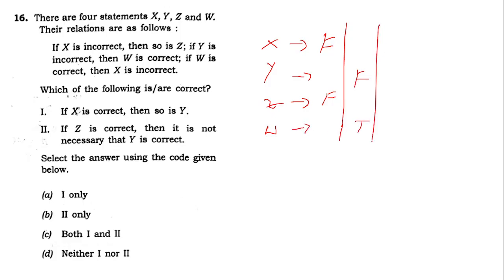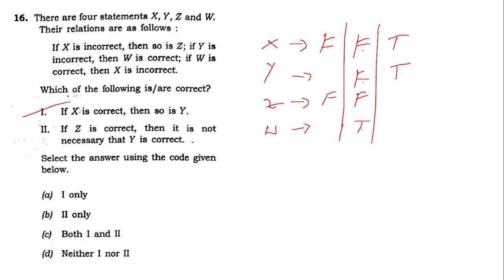Okay, this is another statement. If W is correct, then X is incorrect. So if W is correct, X is incorrect, so this is F. So if this is F, this is also F. Now, which of the following is or are correct? If X is correct, then so is Y. So here, if X is false, Y is false, which means if X is true, Y will also be true. Yes, so this is possible.